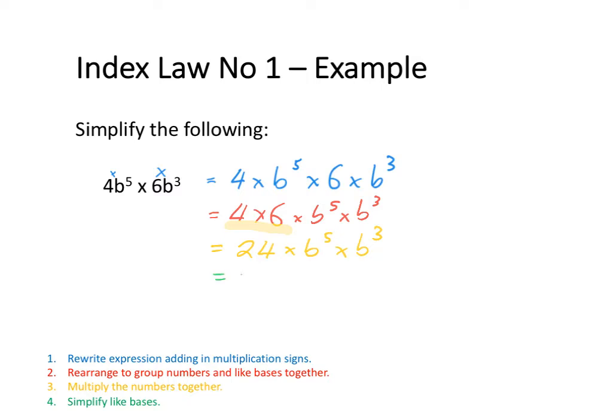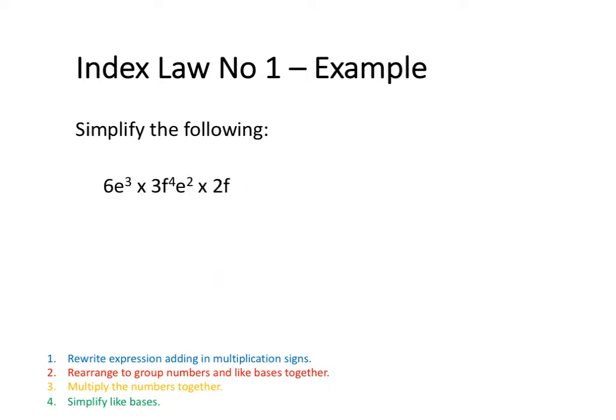And the last step is to simplify my like bases. So using the first index law, I know it's going to become 24 times b to the power of 5 plus 3, which is going to equal 24b to the power of 8. So I can simplify 4b to the power of 5 times 6b to the power of 3 to equal 24b to the power of 8.